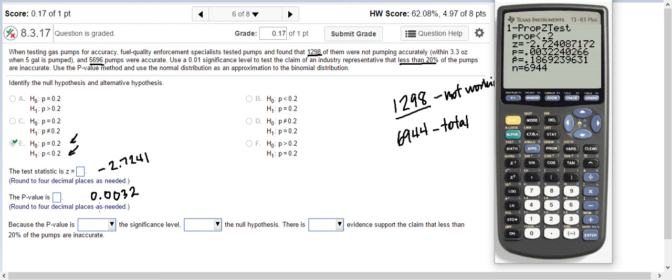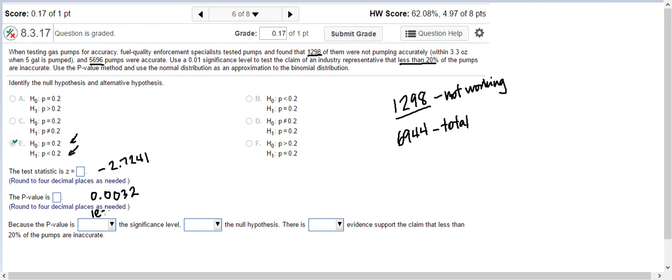So because the p-value is, and in this drop down box you have some options, less than or greater than, it's going to be less than the significance level, we reject is your option in this one. You can either fail to reject or reject. We will reject because this is less than the significance level. The significance level, by the way, in case you haven't found, is 0.05. If we're less than 0.05, we reject. And there is sufficient or not sufficient of your options there, and it's going to be there is sufficient evidence based off of this to support the claim that less than 20% of the pumps are inaccurate. Alright, so that's how you do that one there.